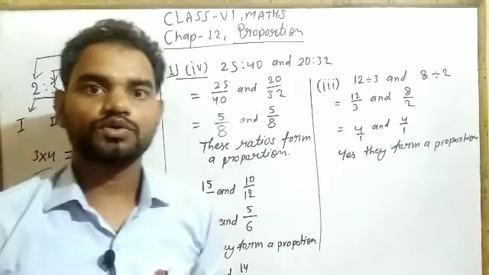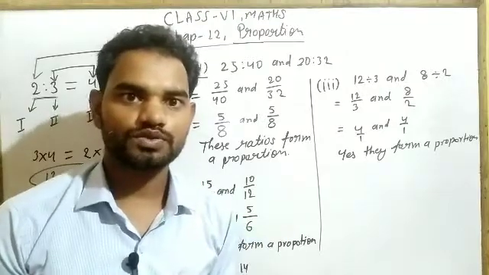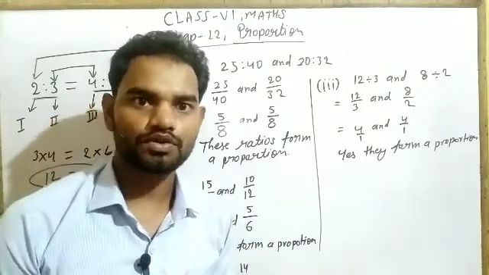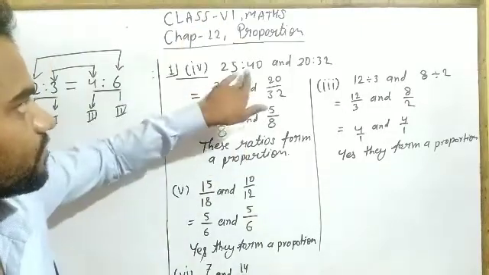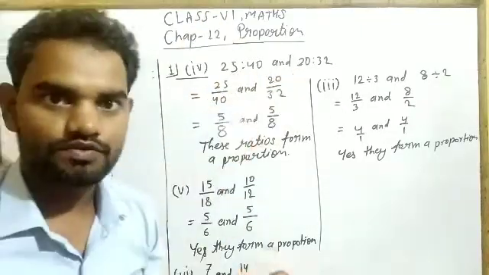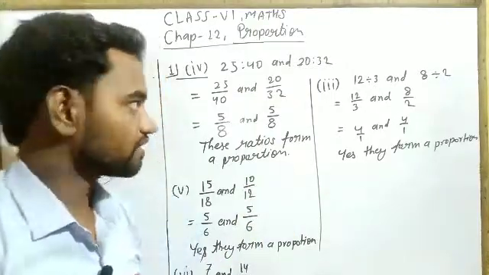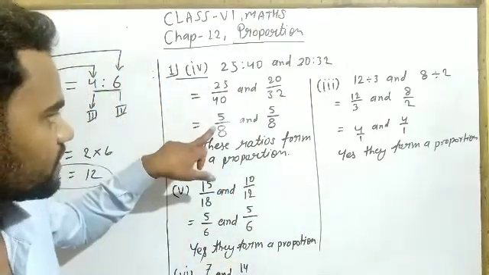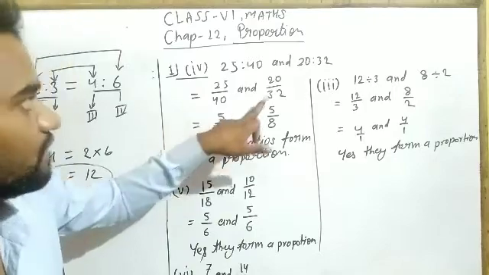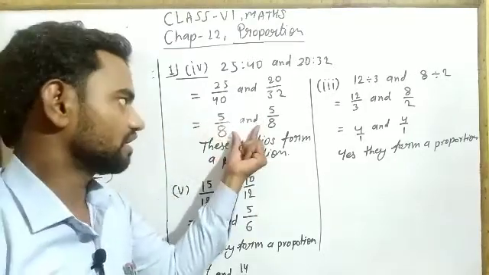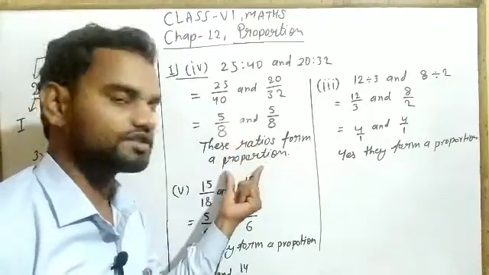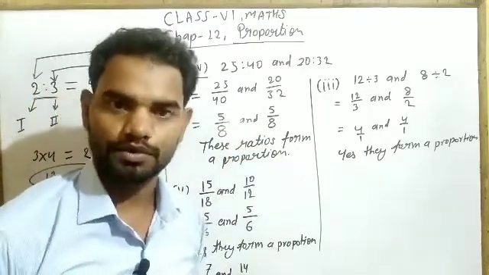So there are 2 ways to check whether ratios form a proportion or not. The first case: first of all convert the ratios into their simplest form, then compare both the ratios. I have converted this into its simplest form. This is in its simplest form also. Then compare at last. So both are equal. Then we can say easily that they are in the form of proportion.